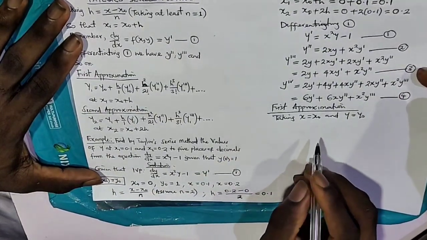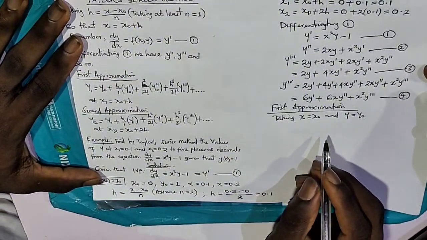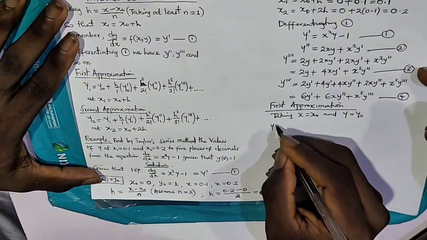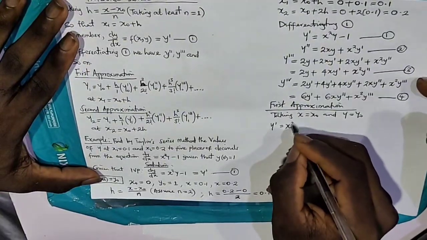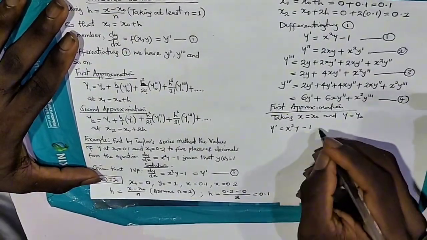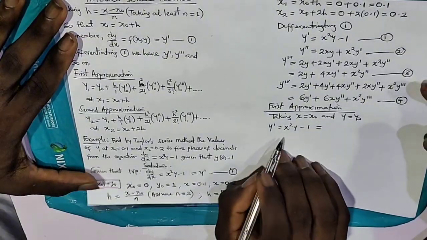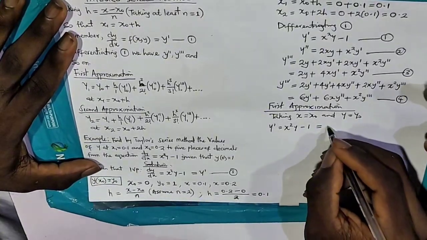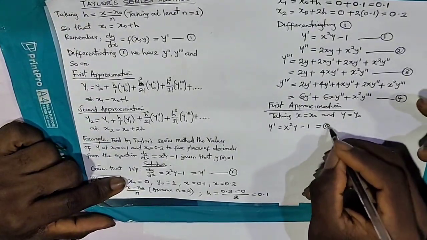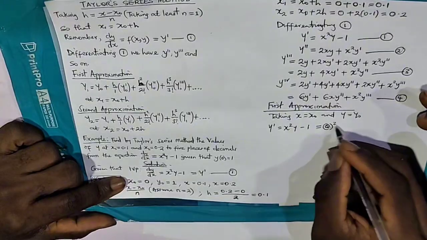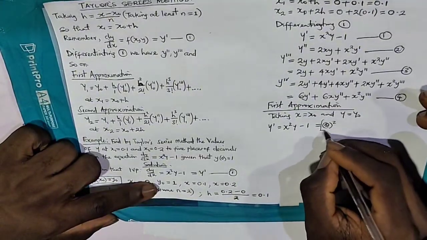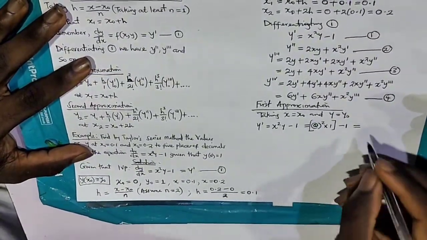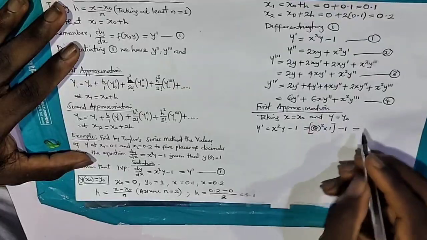So applying the formula, initially we say y prime is equal to x squared y minus 1. We take x to be x naught, which is 0 squared, and y is 1, minus 1. So what would that give us? That one will give us 0, so 0 minus 1.